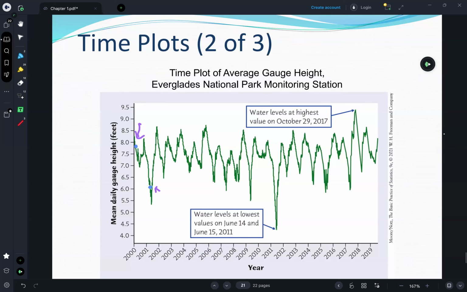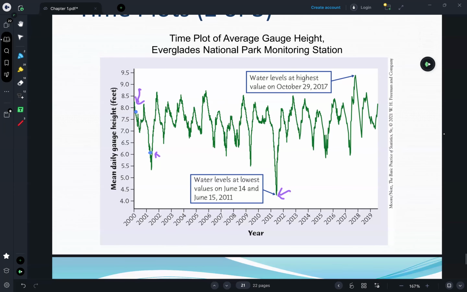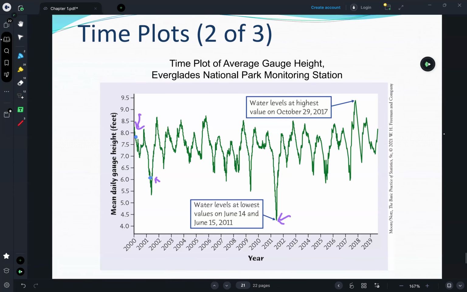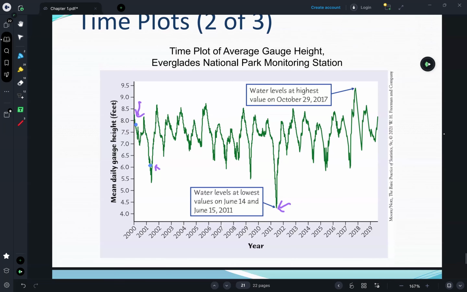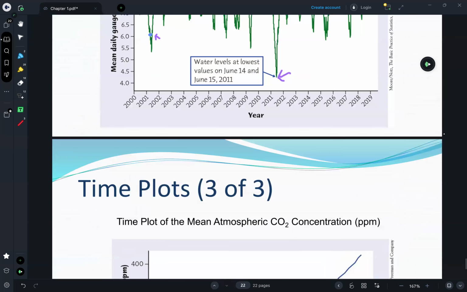But if we stand back and look at all this, we can see that the trend is constant. It's not really increasing, not really decreasing, except for maybe this point in time on June 14 and 15 in 2011. Somehow the measurement dropped for some reason. Otherwise, it's pretty constant over time for the height. And that's all we would get from that. Still valuable if you are monitoring the Everglades National Park information. It's valuable to them.